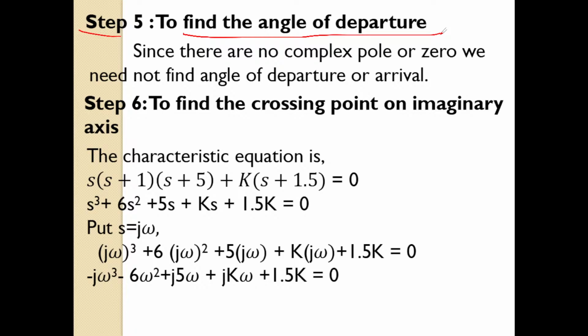Equating the real part to 0, I have got minus 6 omega square plus 1.5 k equal to 0, whereas omega square is 5 plus k. So the k value I have got is minus 6.67. So what we can see here is k is negative. Therefore there will not be any crossing point on the imaginary axis, because k is negative.